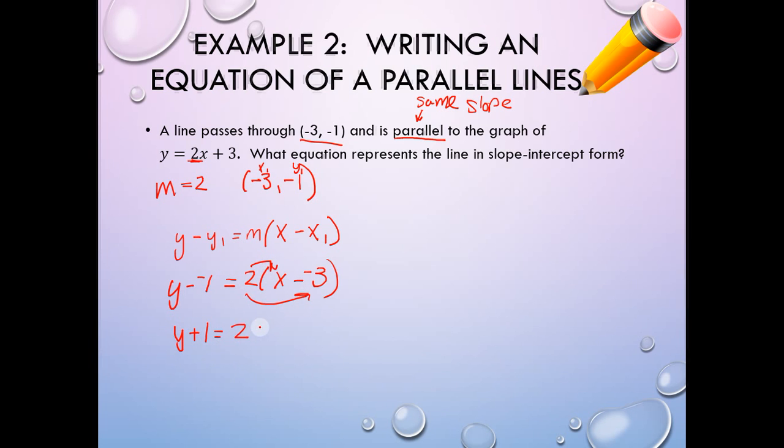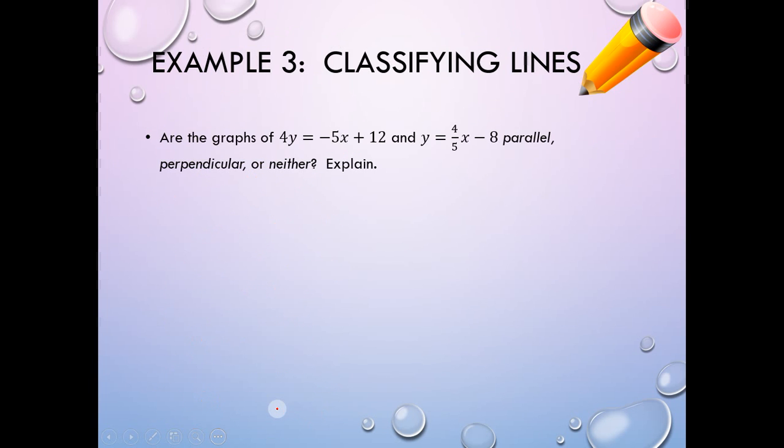I'm going to get 2x. This would have become a positive 3 because I have two negatives right beside each other. So I'm going to get plus 6, 2x plus 6. Subtract my 1 over here. I'm going to get y equals 2x plus 5. That is my final answer. Notice how it's same slope, different y-intercept, because they are parallel.